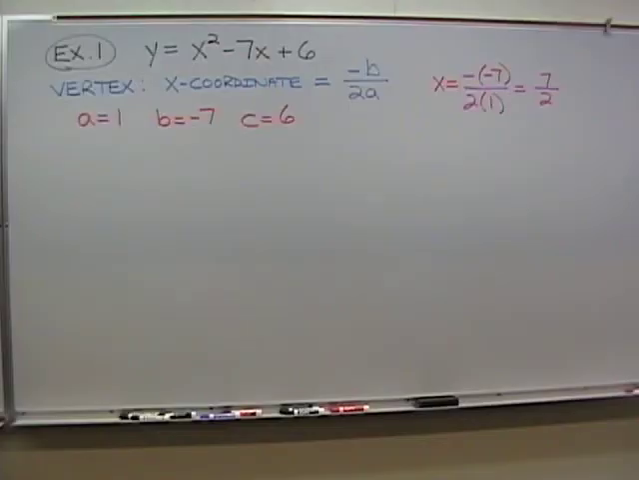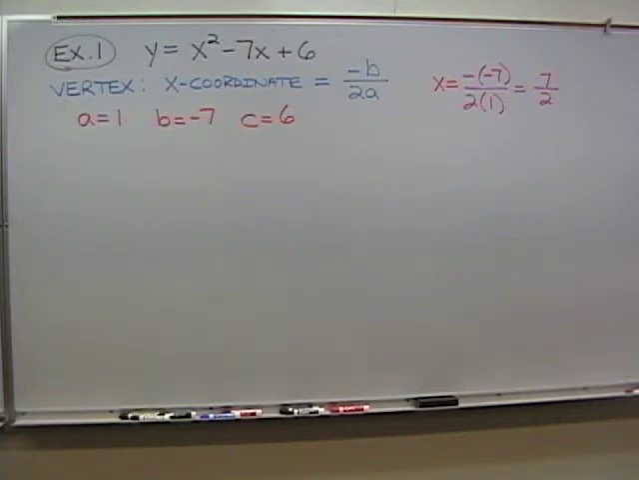Okay, in example 1, here's our quadratic function. Y equals x squared minus 7x plus 6. So the first thing we have to do is find the x-coordinate of the vertex. And remember the little formula that allows us to do that? It's negative b over 2a. So first of all, let's take a look at our standard form for our quadratic function and figure out what is the a, the b, and the c. Well, the coefficient of x squared is 1, coefficient of x is negative 7, and the constant is 6. So a equals 1, b is equal to negative 7, and c is 6.